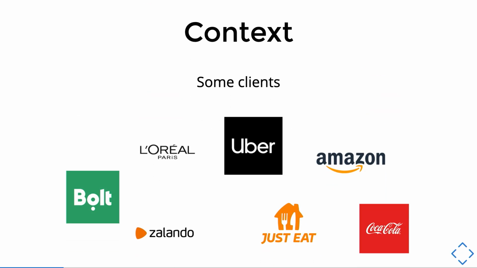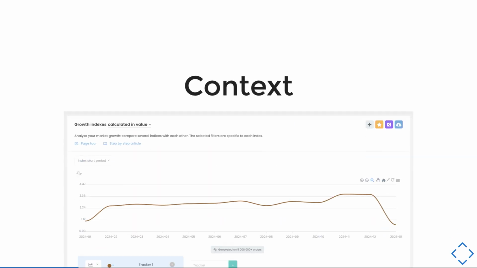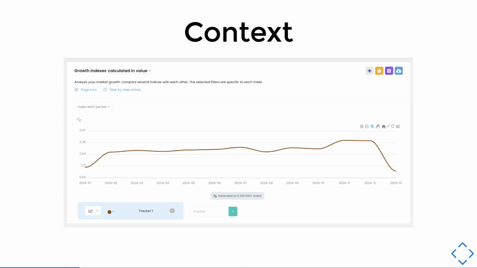Here are some of our biggest clients, so Uber, L'Oreal, Coca, Amazon, and so on. Just for you to have an idea of what kind of application we have, here I put some of our analysis, each analysis being a page. Here, for example, is an example of the market share analysis, so it speaks for itself. We also have growth indexes, which basically show the market evolution, and we can compare it with others, of course.